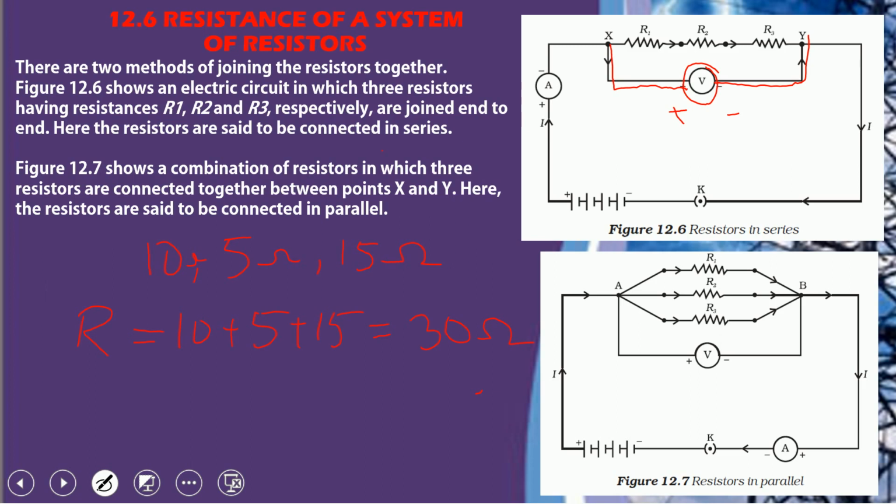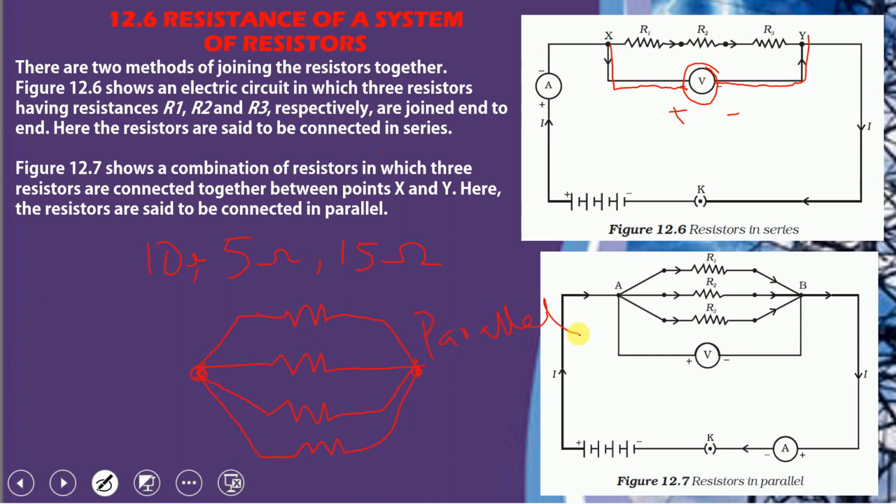Now the parallel combination. In a parallel combination, the resistors are connected between two common points. Many resistors are there, and the two junctions are there. The end of all resistances will be at the same point. In series it was end to end, here it is not like that. Such a combination is called the parallel combination.